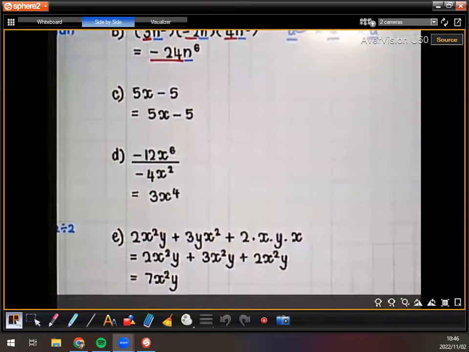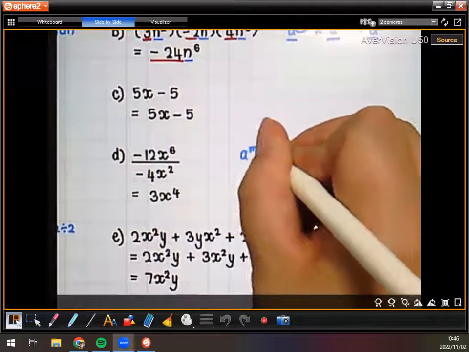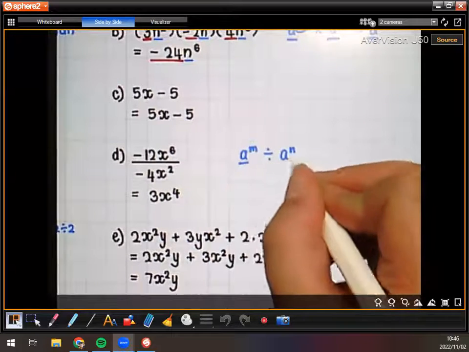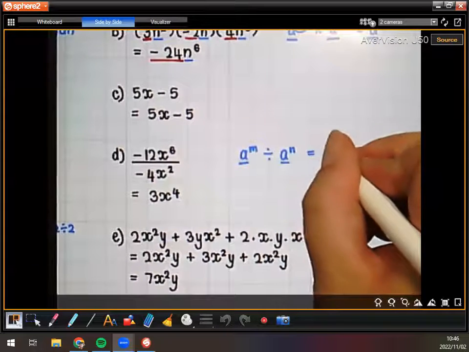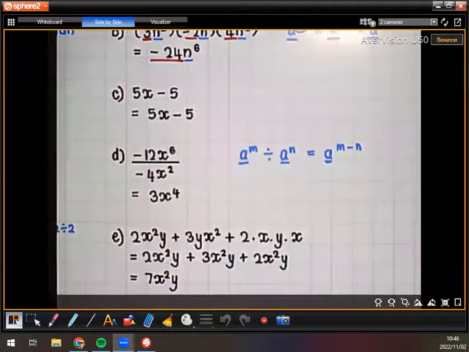Now we look at the x's, right? The rule that we wrote down earlier in the year was if you have a to the m, and you're now dividing that by a to the m. So again, if they have the same bases, your answer is going to have that same base. You're going to take the top exponent minus the bottom exponent.